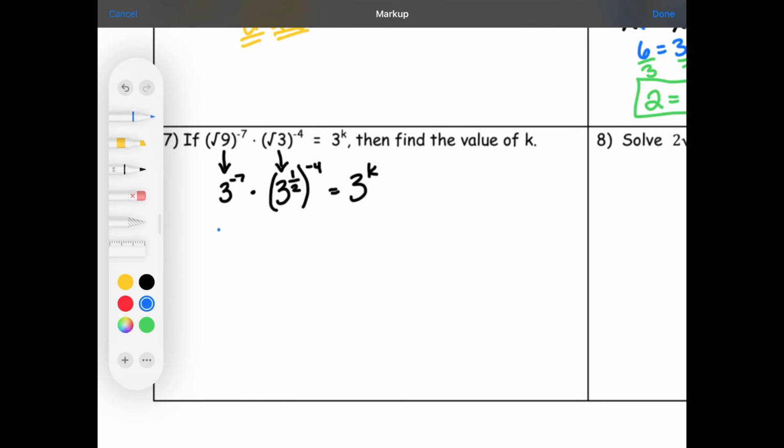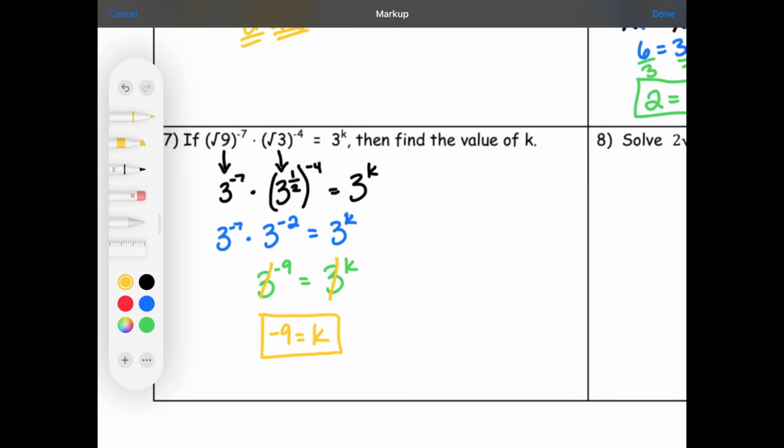So 3 to the negative 7th times, if we multiply the exponents here, it'd be negative 2. Now we have our property where we add the exponents. Negative 7 plus negative 2 is negative 9. 3 to the negative 9th equals 3 to the k. Get rid of those 3's. We're solving the exponents. Negative 9 equals k.